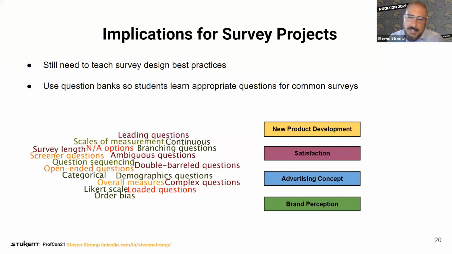Well, I think we still need to teach survey design best practices. That kind of goes without saying, right? But I'm also a firm believer in giving students some appropriate questions to use for common surveys. We really need to have them have a toolkit so that their results are also meaningful.